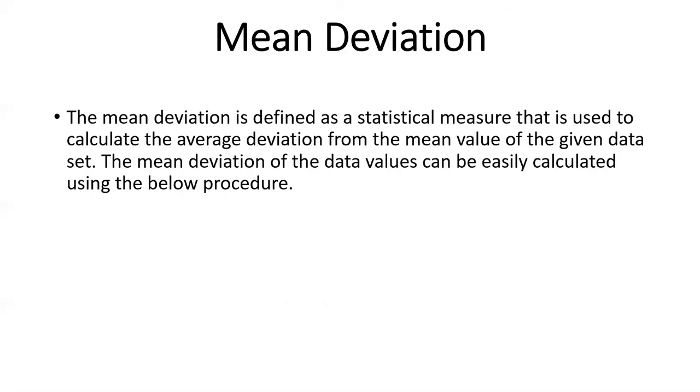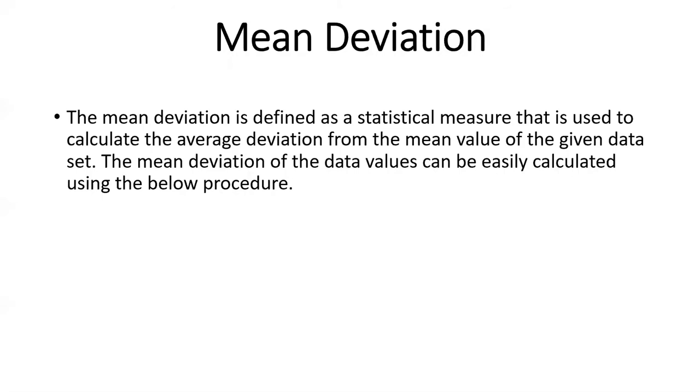The mean deviation is defined as the statistical measure that is used to calculate the average deviation from the mean value of the given data set. Here, what we are doing, mean deviation means what? Here we are calculating the dispersion, or the deviations in the values, by using the mean. Mean deviation is also called average deviation, because we are calculating it from the mean.